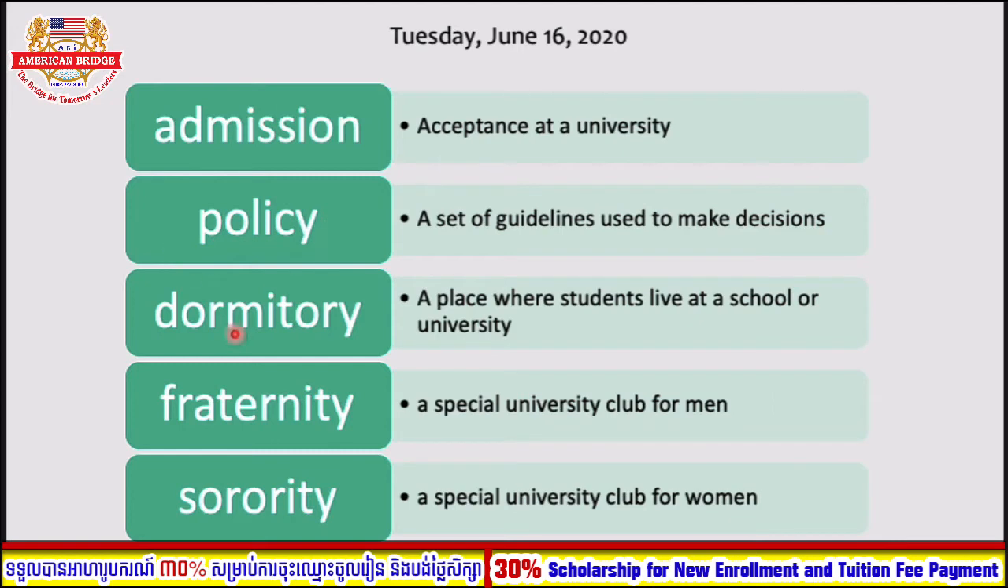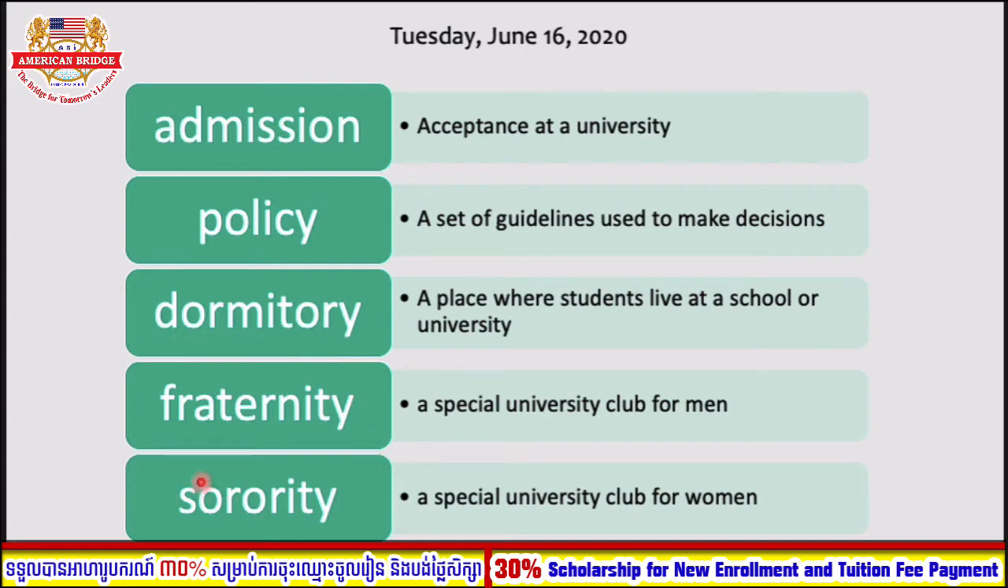You will be punished with detention, or suspended, or expelled from the school, and so on. The third one is dormitory. For dormitory, we have another short form, which is dorm. Dormitories refer to a place where students live at a school or university. In our country, we have one dormitory near the Royal University of Phnom Penh. It is provided to students who are poor and come from provinces far away from the city, and they cannot afford to find a rental room. So the school can provide dormitories to the students.